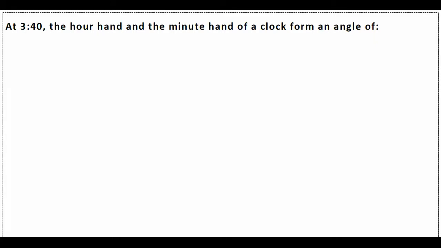Let us see this question. At 3:40, the hour hand and the minute hand of the clock form an angle of. There is a simple formula to solve this question. Look at the formula. Theta is equal to 30h minus 11 by 2 m. Here h denotes hour, m denotes minutes. So here hour is 3 and minute is 40. If you substitute in this, you get the answer.